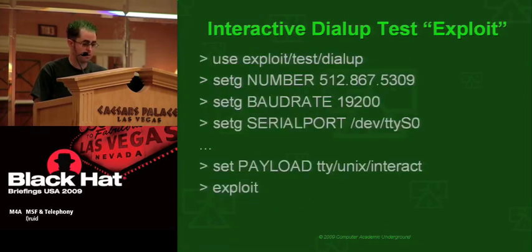So here's how you use it. It's fairly straightforward. Use the use command, set your number that you want to dial up to, set your baud rate, serial port, any other configuration parameters for your modem, set your payload, and then type exploit.